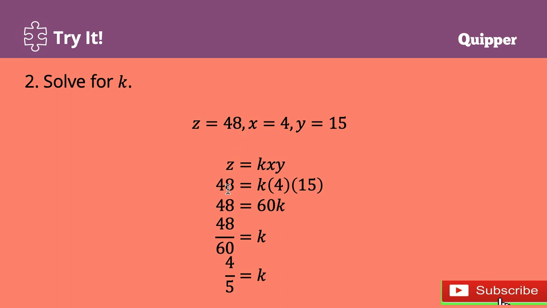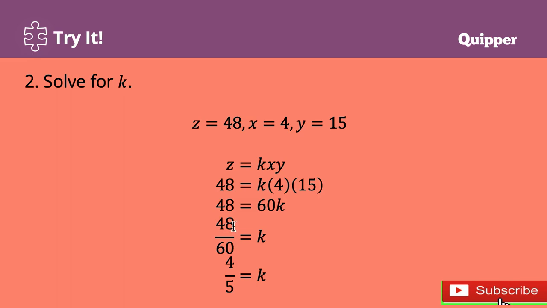We have 48 is equal to k times 4 times 15. Multiply 4 and 15, we have 60. 60 times k is 60k, and that is equal to 48. Then divide both sides by 60. So we have k is equal to 48 over 60.